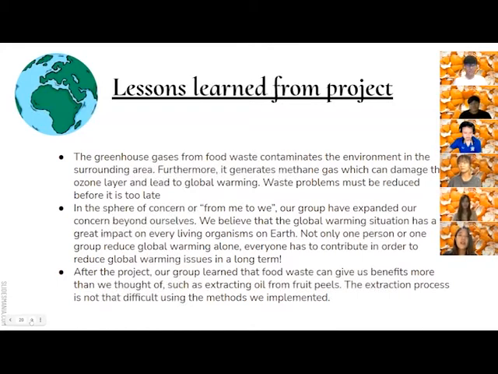After the project, our group learned that food waste can give us more benefits than we thought of, such as extracting oils from food peels. The extraction process is not that difficult using the methods we implemented.